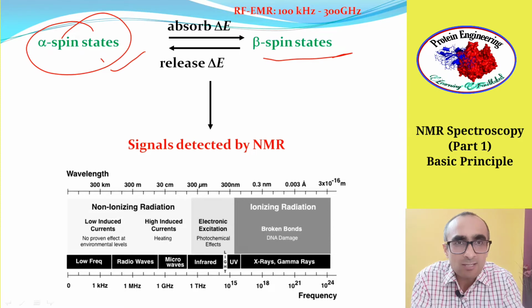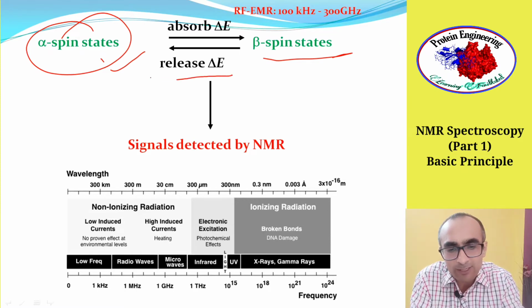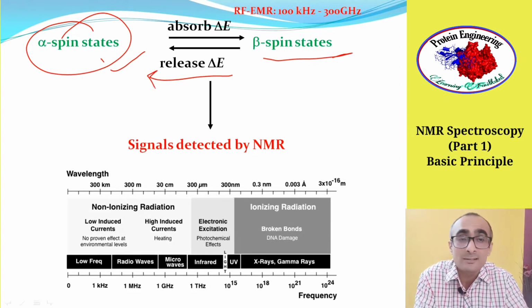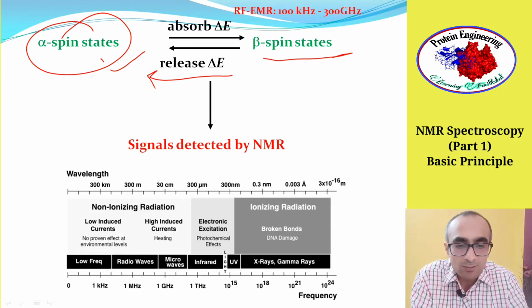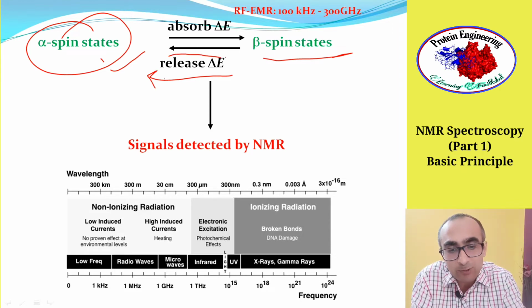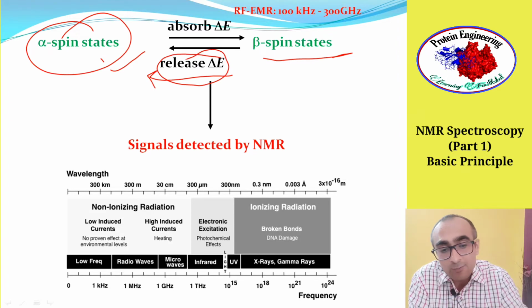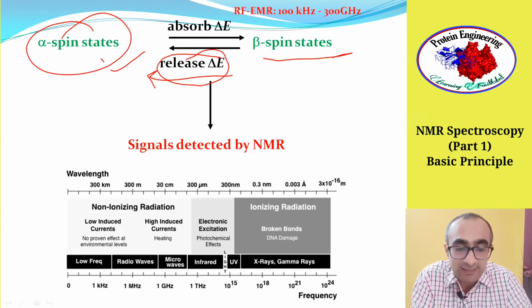And when the pulse is removed, the beta spin state relaxes back to the alpha spin state, and simultaneously releases the same amount of energy, of the same frequency, that was absorbed. So this released energy, this released frequency, this wave, is basically what is detected as a signal in NMR spectroscopy.